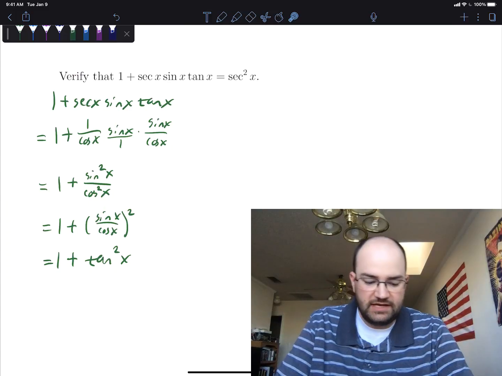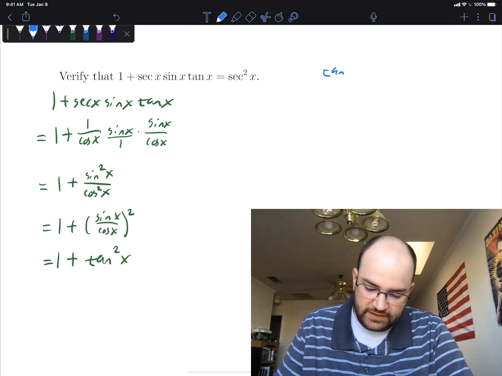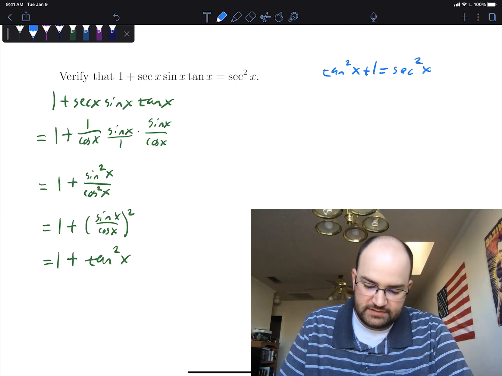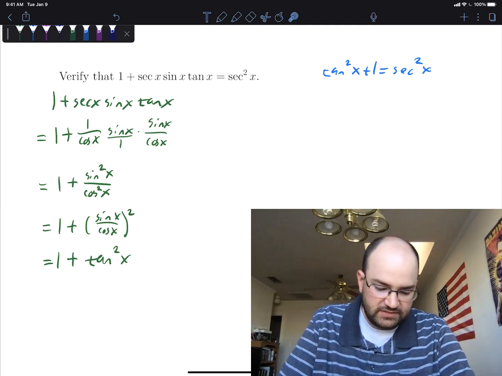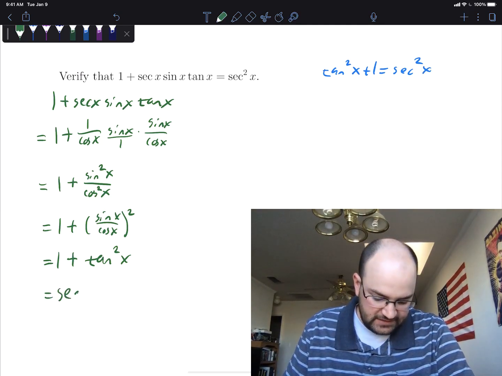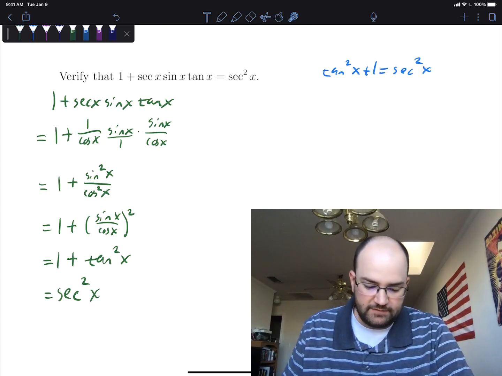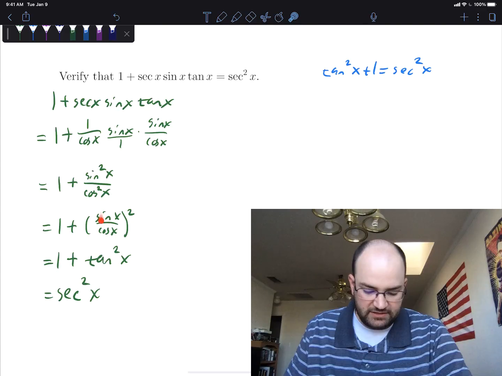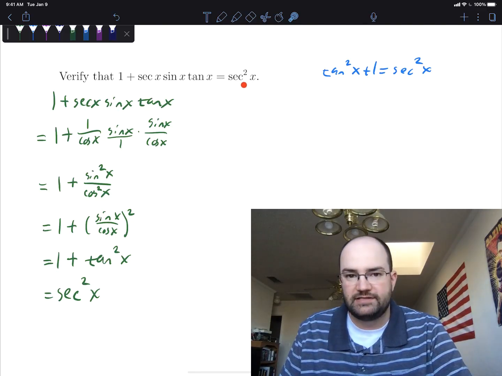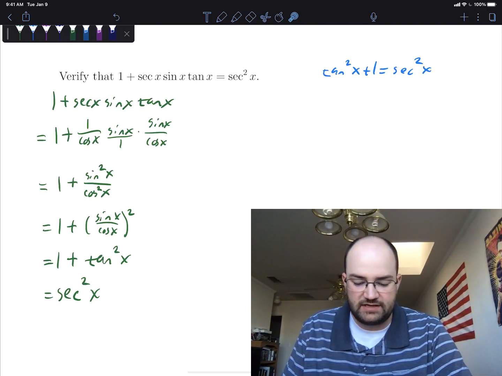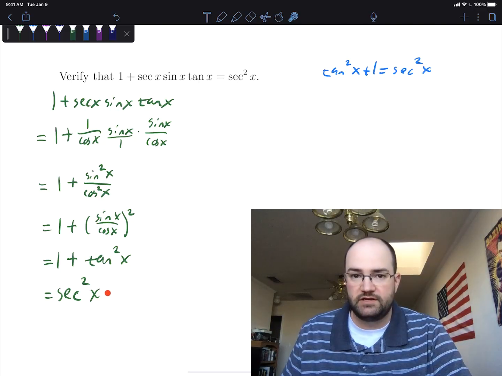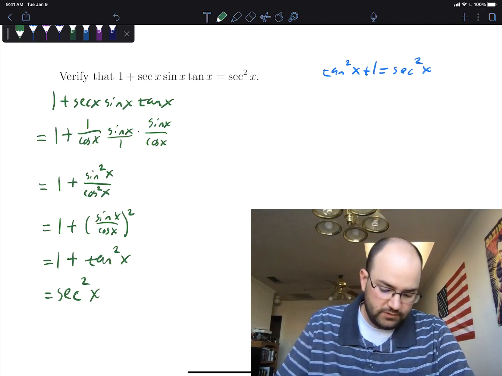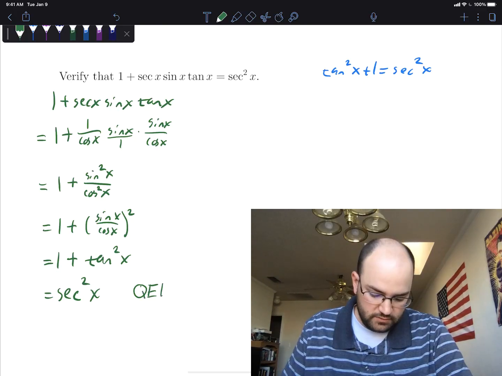But we have the identity that tangent squared of x plus 1 is secant squared of x. So this gets replaced with secant squared of x. And if you notice, I started out with the left-hand side, and I just manipulated it until I got the right-hand side. And there you go. At that point, you are done.